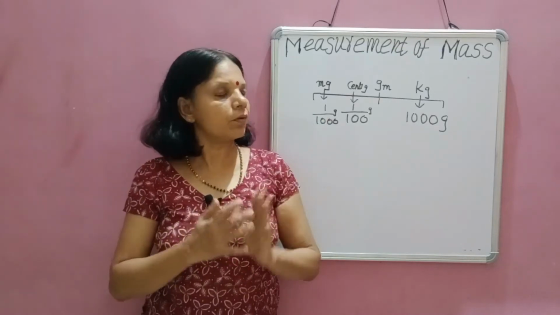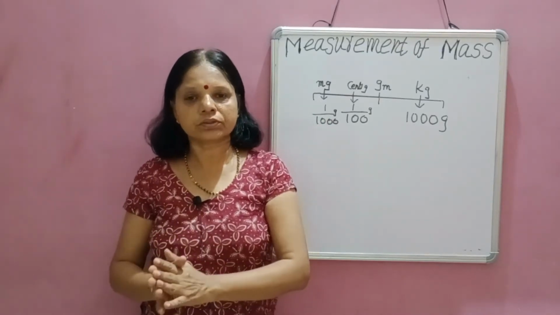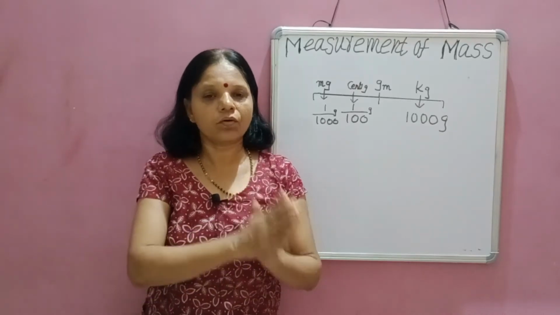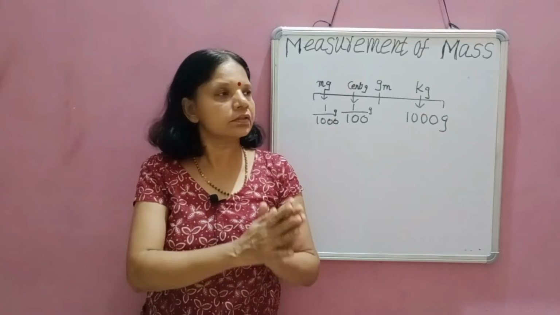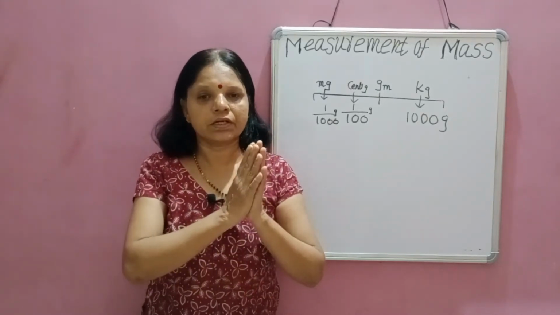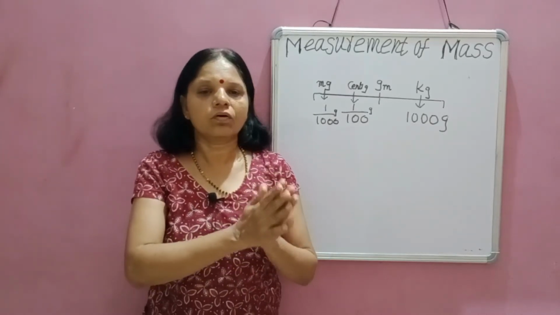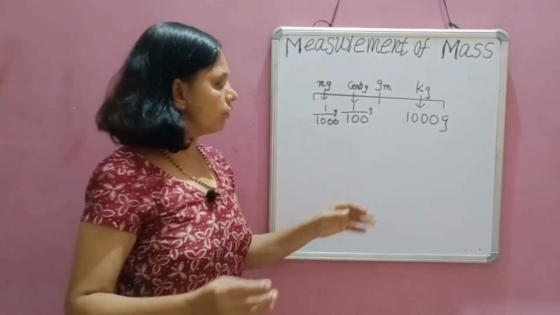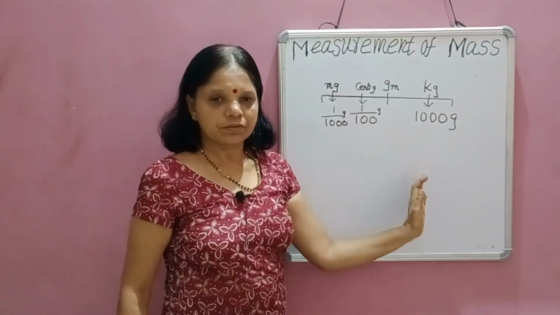So weight is the force acting on the object. If it is having more mass, more force is required to lift the object, or more force will be acting on the object. So how we will find the mass of an object?